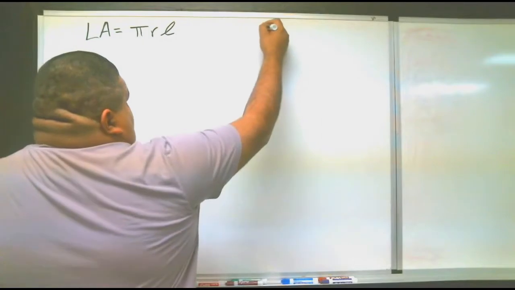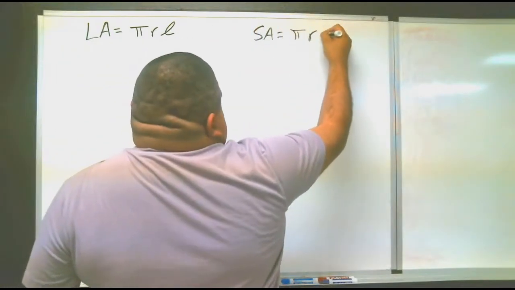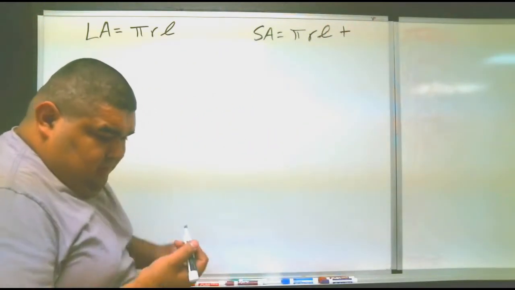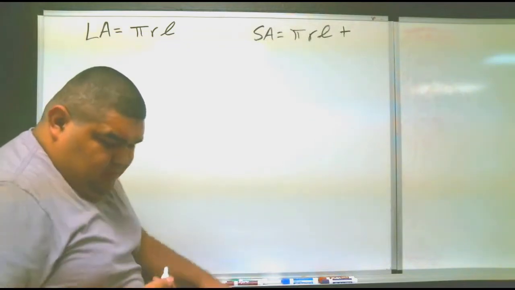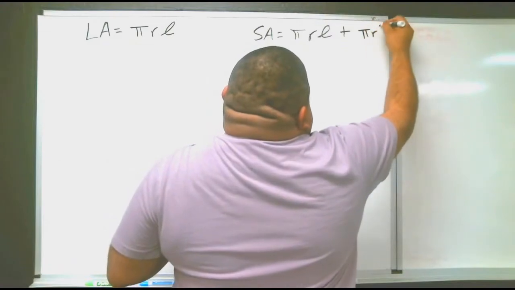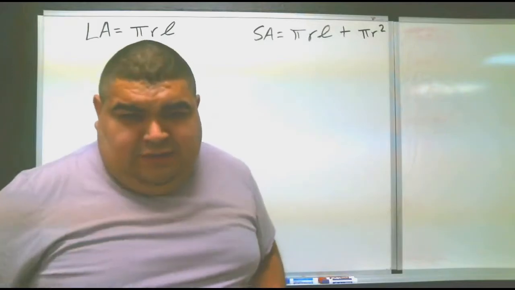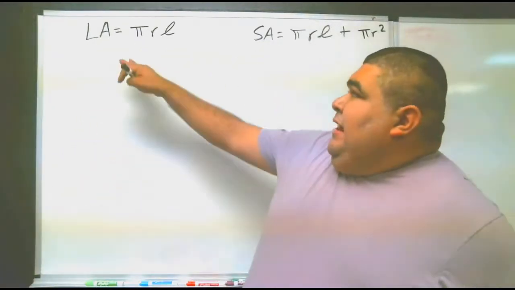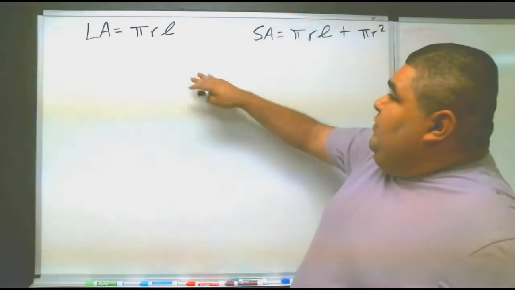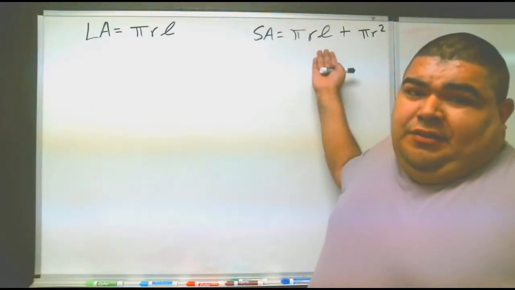For surface area, we have the same one, which is pi r slanted, plus pi r squared. That's the only difference. Again, the same as with the cylinder. Remember, we had lateral, and then the other extra piece. So once you solve for lateral, technically you've already solved for part of the surface area.